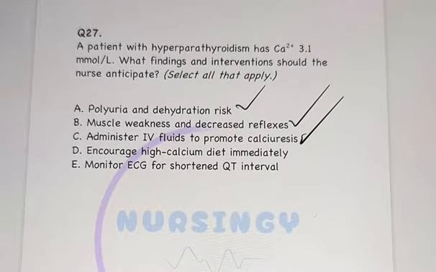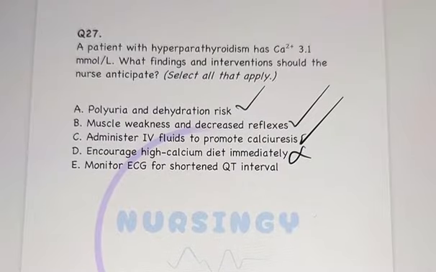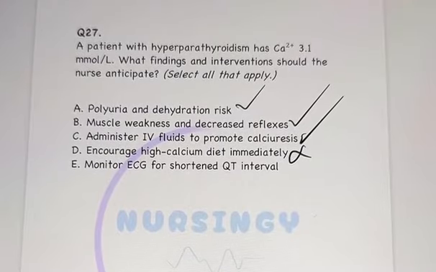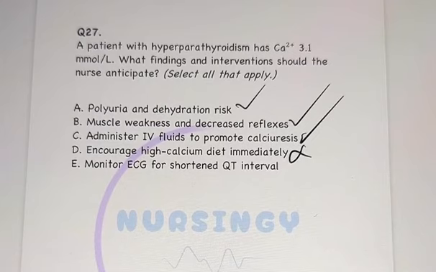Encourage a high calcium diet immediately. Oh my god, we don't want to do that. We already have hypercalcemia. What about monitoring ECG for shortened QT interval? Yes, okay, because hypercalcemia can shorten the QT interval. Yes to E.